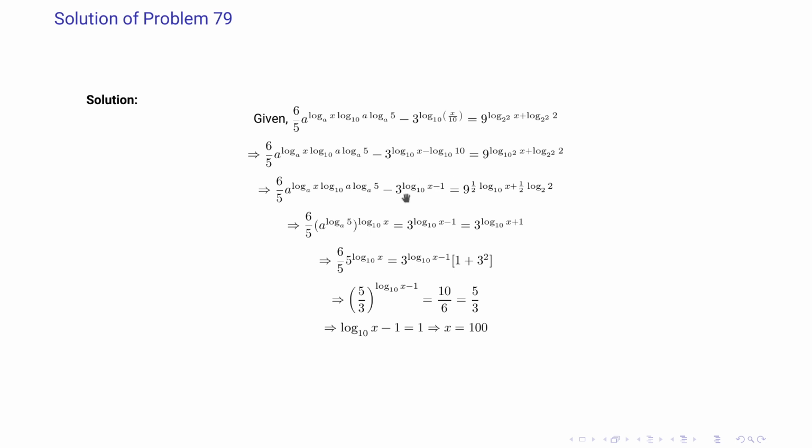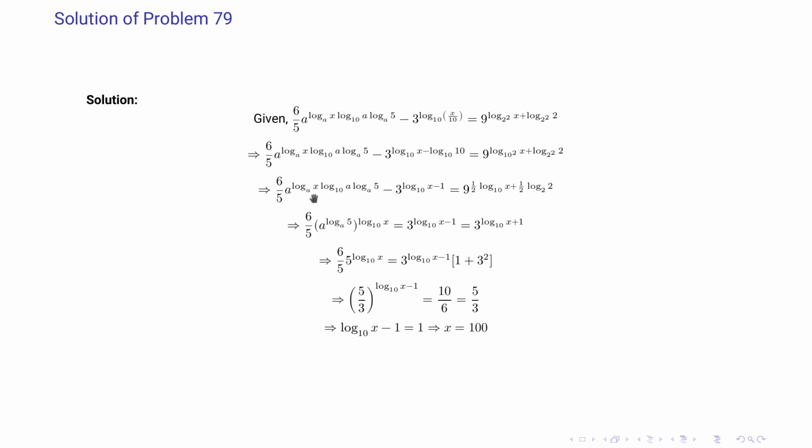So power of 3 here is 3 to the power log of x with base 10 minus 1. And here we bring the power 2 of base 10 outside, so it becomes half. And here we bring the power 2 of base 2 square, so it also becomes half. So you see there are two halves. So right hand side will become 9 to the power half, we take half, so it will be square root of 9, that is 3, and power would be log of x with base 10 plus 1. And there should be a plus sign here. We bring this 3 to the right hand side.